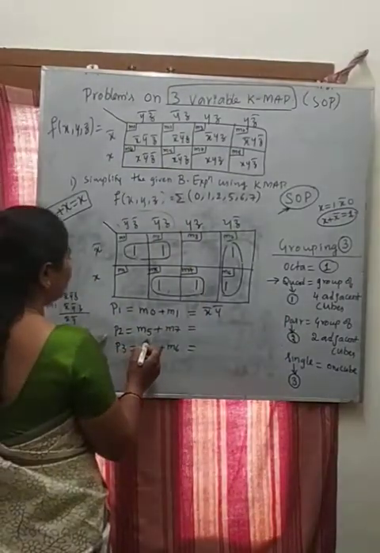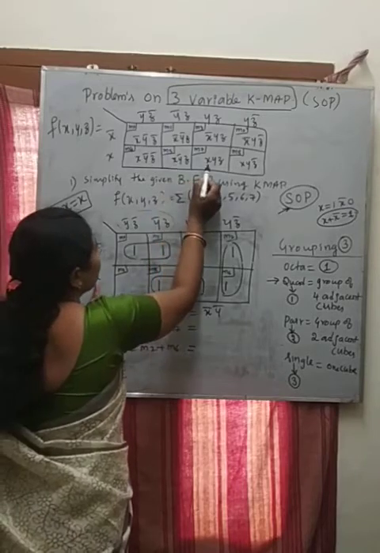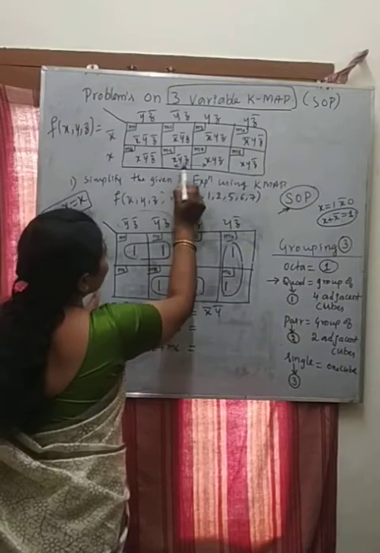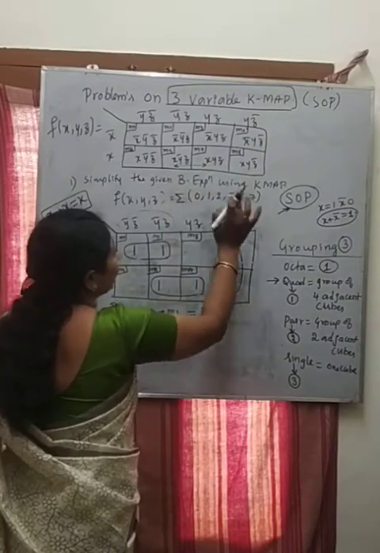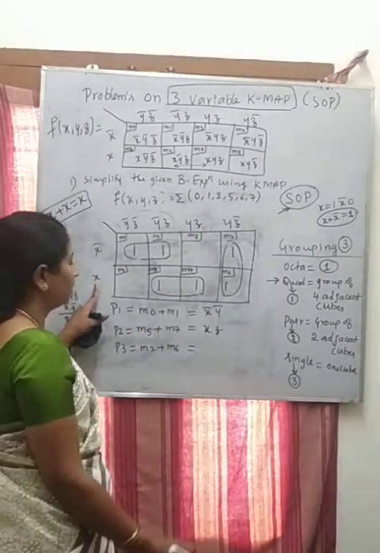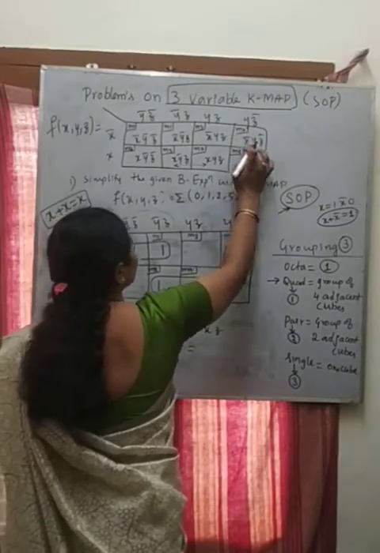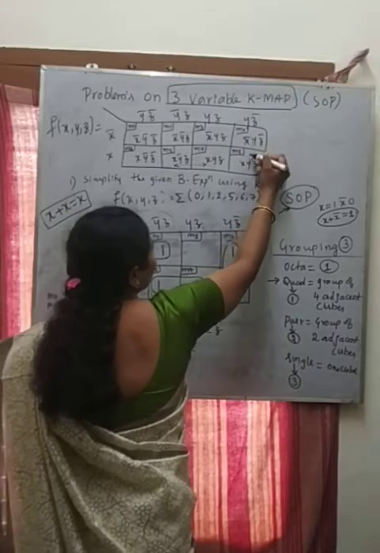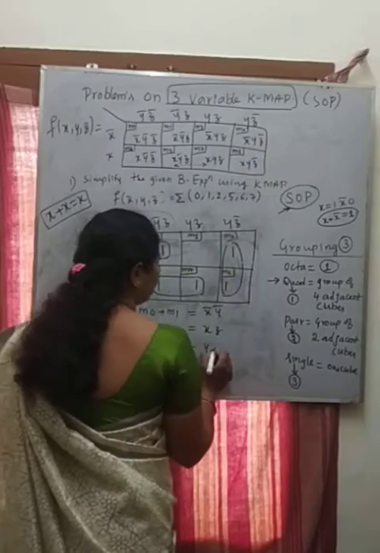Please tell me for P2, M7 and these two. Check among these two. What is common? X is common. Y bar gets cancelled. Z is common. Are you getting it? Then here among these two, X bar gets cancelled. Y is common. Z bar is common.